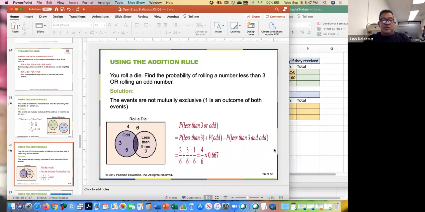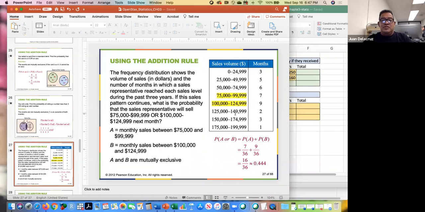So we have another example using a table. Well, that's also very simplistic. Here we have the frequency distribution of the volumes of sales in US dollars, and the number of months in which a sales representative reached each sales level during the past 3 years. So these past 3 years are the sample size. We are analyzing 12 months every single year.